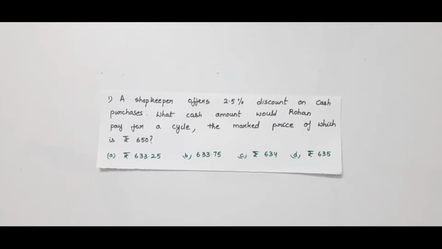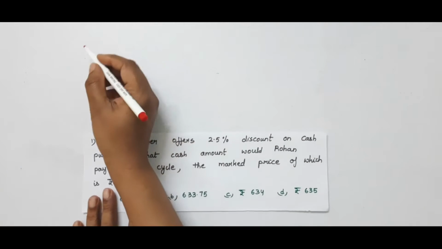First problem, a shopkeeper offers a 2.5% discount on cash purchases. What cash amount would Rohan pay for a cycle, the market price of which is rupees 650? Options given as A: 633.25 rupees, B: 633.75 rupees, C: 634 rupees and D: 635 rupees. So in this problem he has given the discount and the market price and asked to find the selling price, is it not?